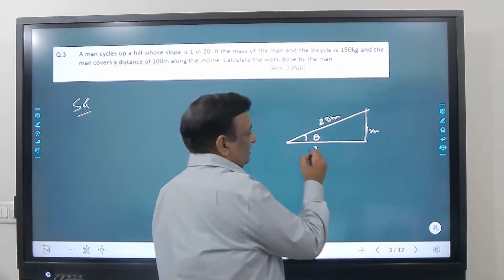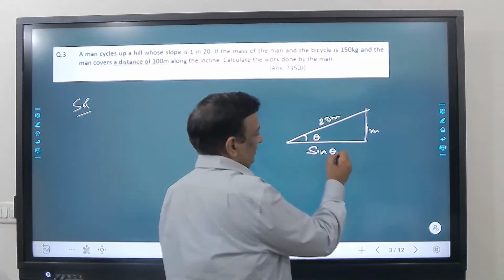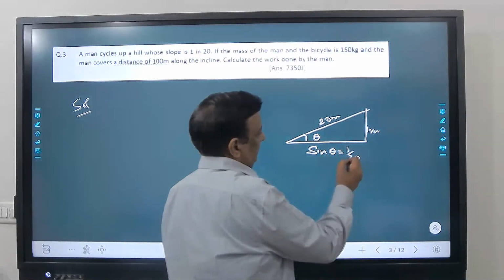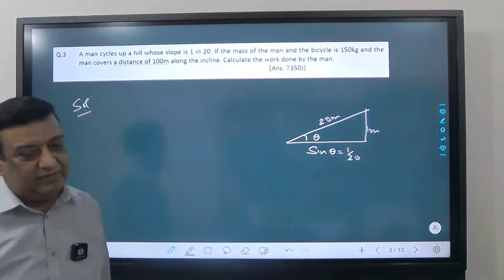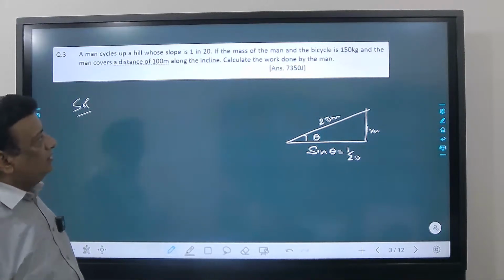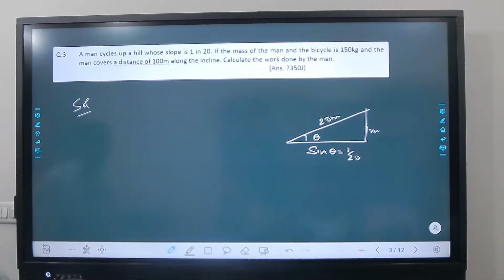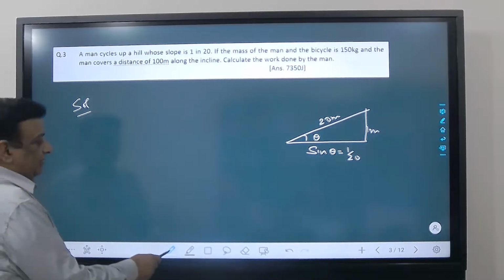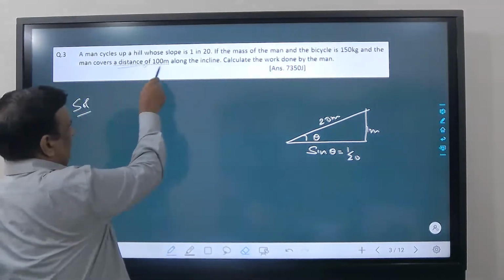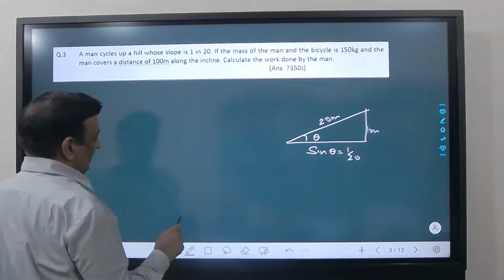So इसको हम लिख देते हैं it's 1 in 20. Basically ये value होती है sin theta की, कि sin theta हमें दिया है 1 by 20. Now we are given that the mass of man and bicycle is 150, and the man covers a distance of 100 meter along the incline. So man covers a distance of 100 meter along the inclined plane.